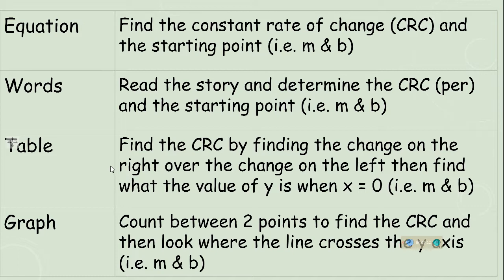In a table, you're going to find the change on the right and the change on the left, and you're going to make a fraction of it. This is going to give you your slope. Take the table back down to 0, where x equals 0, find the value of y, and that's your starting point. If you are looking at a graph, you'll find 2 points on the graph, and you will use those 2 points to figure out what the slope is. You'll count up and over. Remember, what you count up is your top number, what you count over is your bottom number. That's your slope. And then where your line crosses the y-axis, that is your starting point.